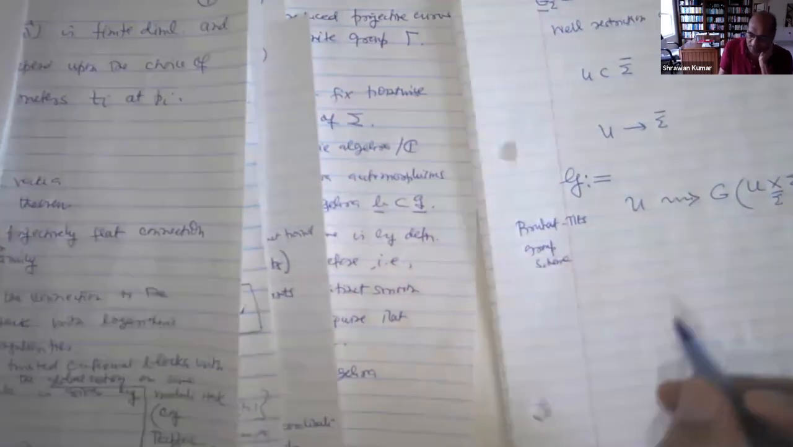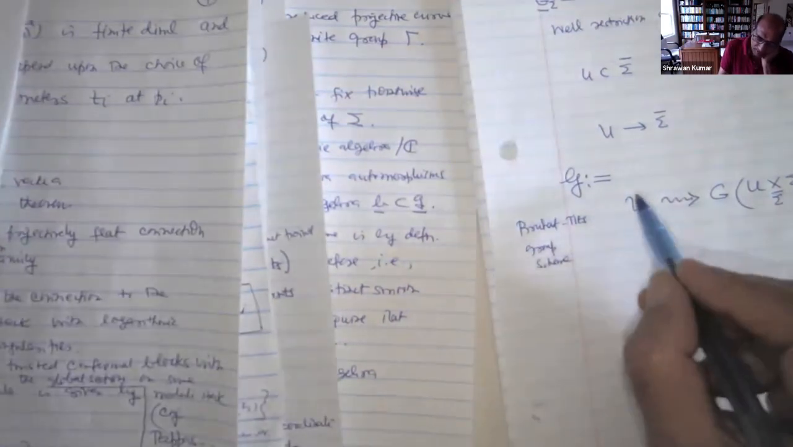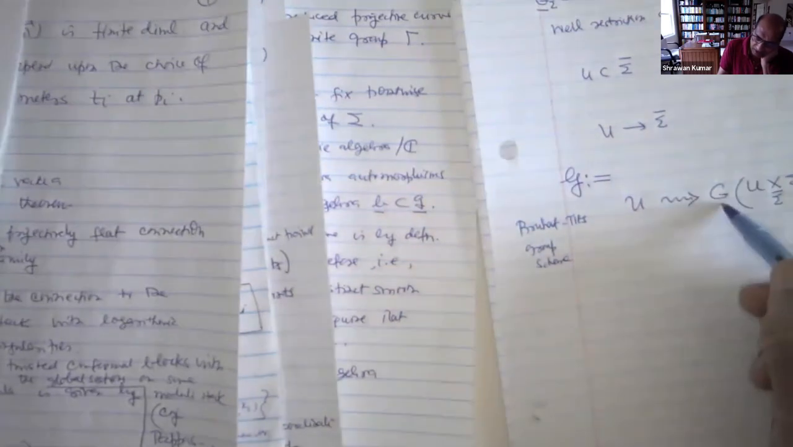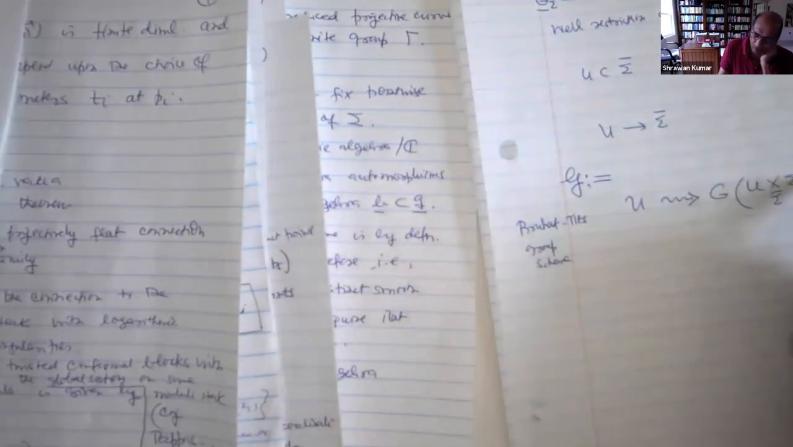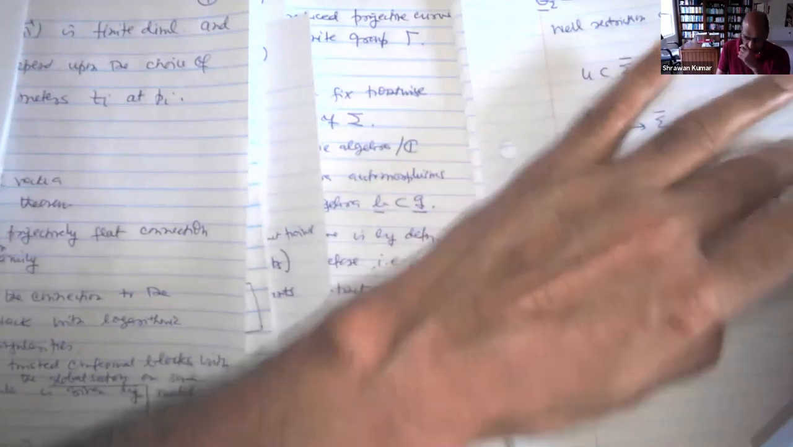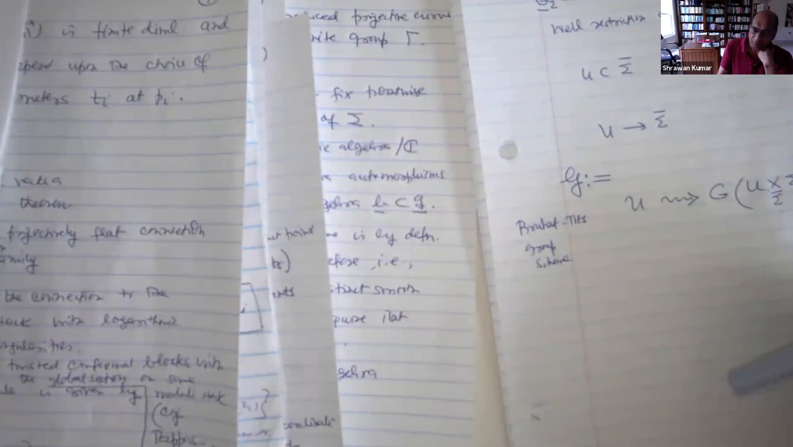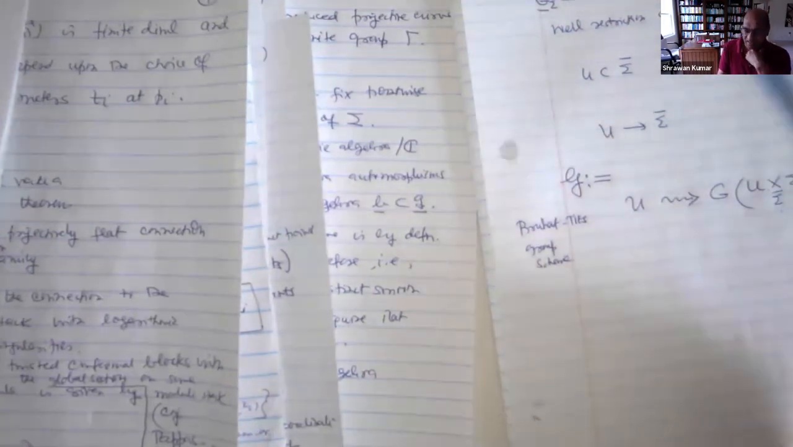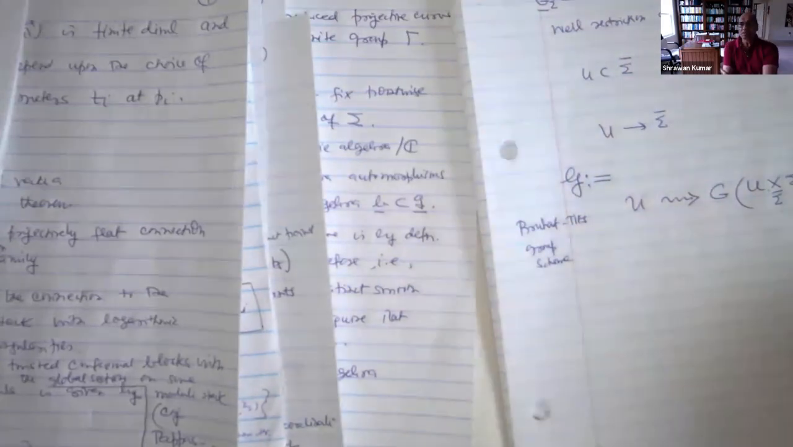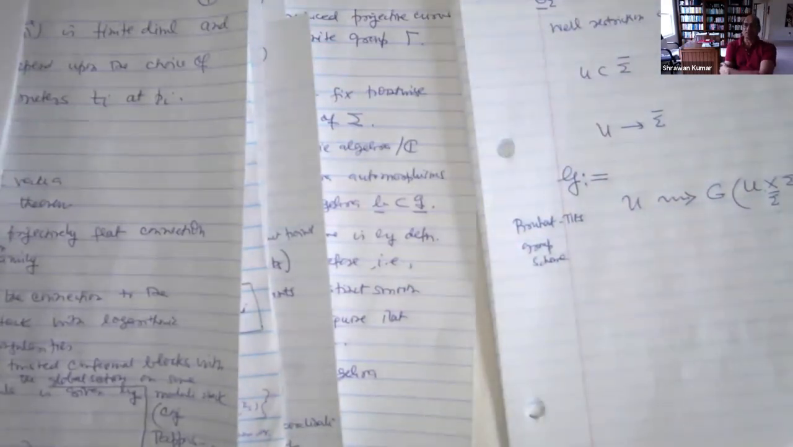This Bruhat-Tits group scheme is taking any U over sigma bar to G of U cross sigma over sigma bar. So I'm taking the fiber product of U and sigma over sigma bar and taking the corresponding G. And now we take the gamma invariants there. So that's the functor, and it's a representable functor, represented by this group scheme, which is called the Bruhat-Tits group scheme. So this is a special class of Bruhat-Tits group schemes.